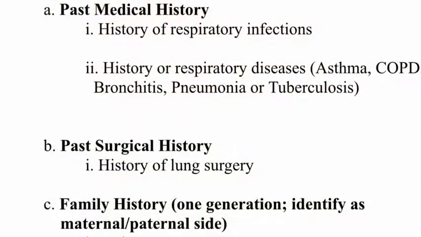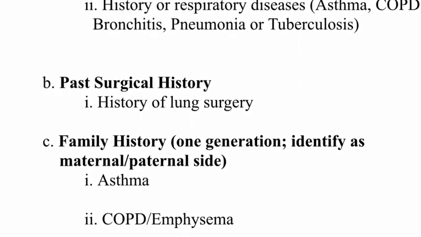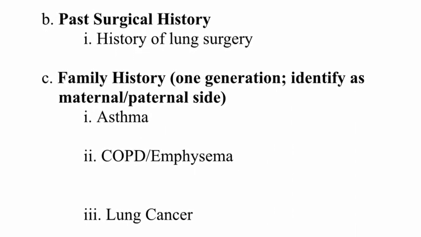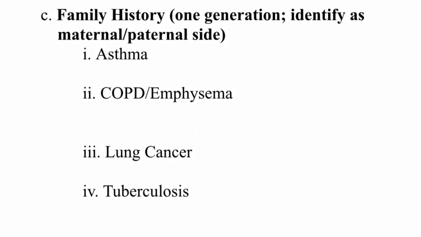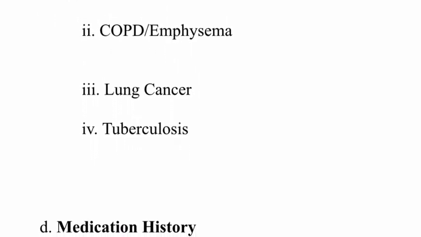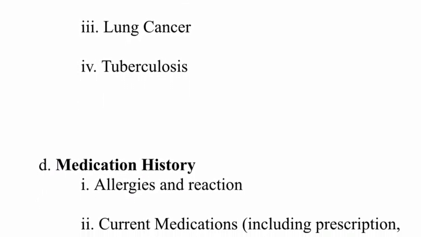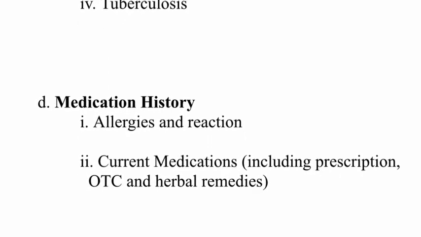When we start, we want to ask them about their past medical history, such as history of respiratory infections or any respiratory diseases such as asthma, COPD, bronchitis. We want to know their past surgical history, specifically of lung surgery. We want to know their family history of 1 generation of asthma, COPD, emphysema, lung cancer, tuberculosis, and we want to identify if that's on the maternal or paternal side.